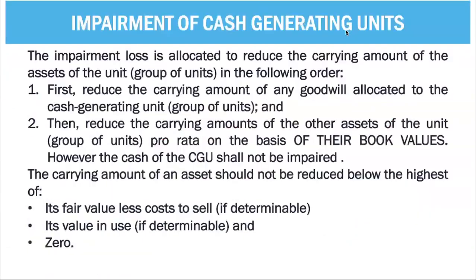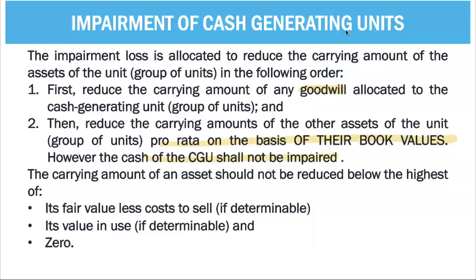Next, we have your impairment of CGU. So normally your CGUs are impaired. So these are separate units in a particular entity. So we impair this group of units. So how do we impair them? First, you apply to goodwill. Then you apply whatever is the excess to the book values of the assets in the CGU, except cash.